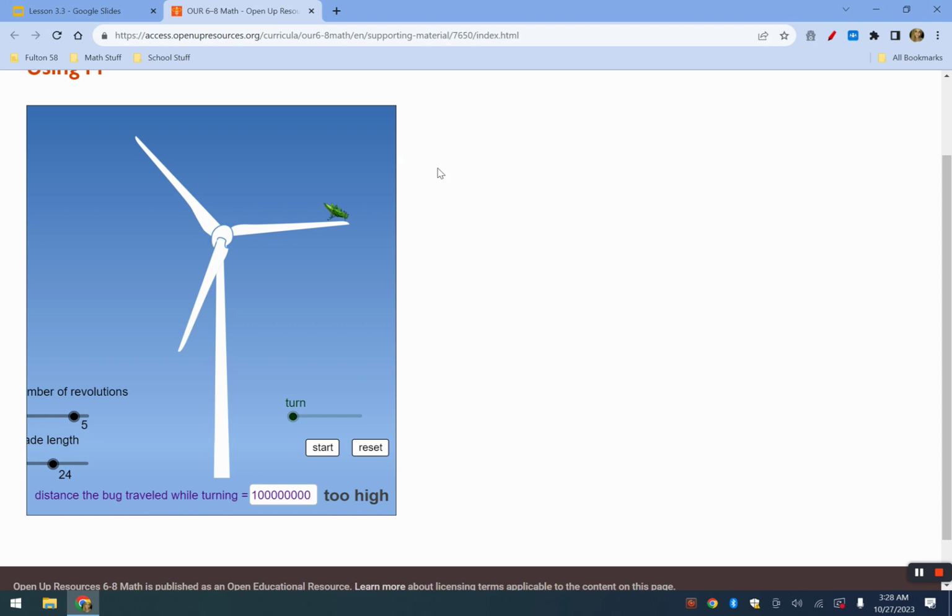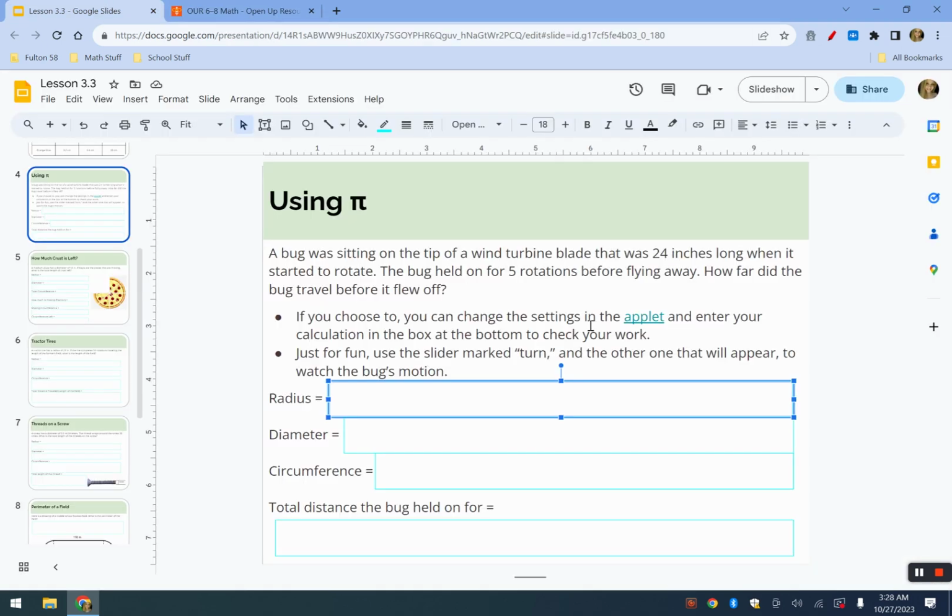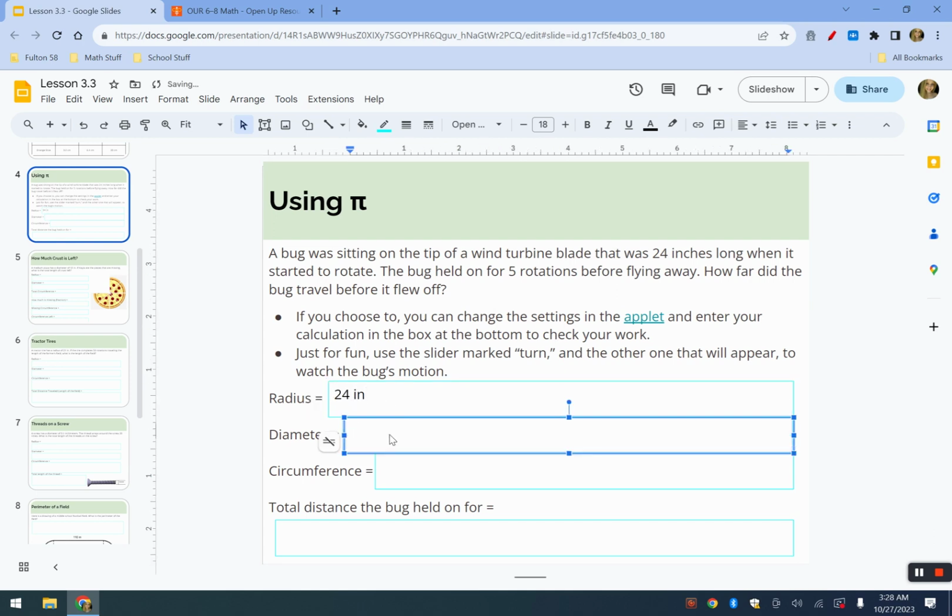Okay, so the radius of this circle, the radius goes from the center to the outside, so that's going to be the blade length. So the blade length is 24 inches, so that is what our radius is. To find our diameter, we take the radius and multiply it by 2. And that's going to give me 48 inches.